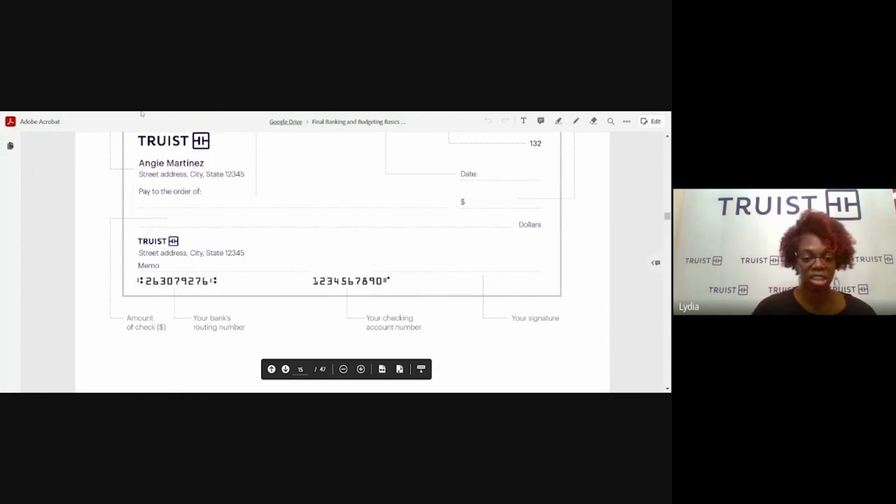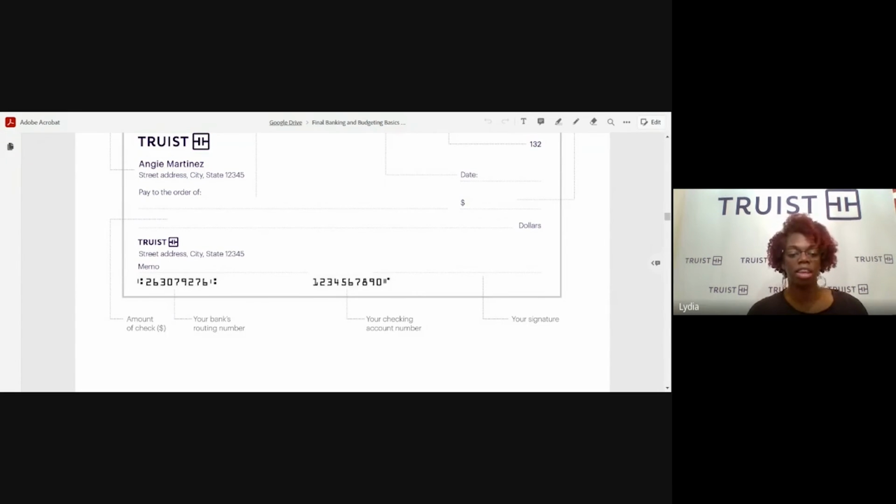There is a memo line that is not required by any financial operation or institution. That's just for your purposes only. And to the right of that, there's a line that is for your signature. Please sign it. The routing number is there. Your routing number is the bank's number.